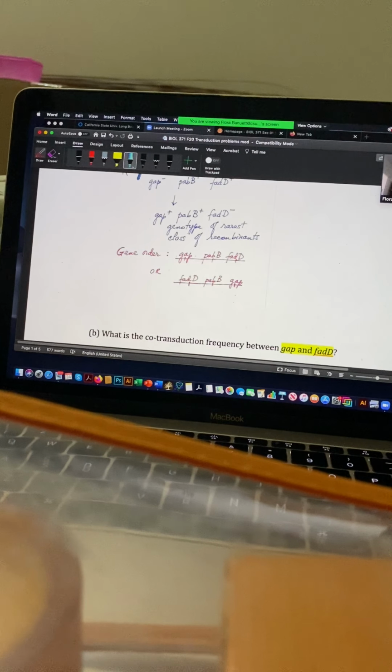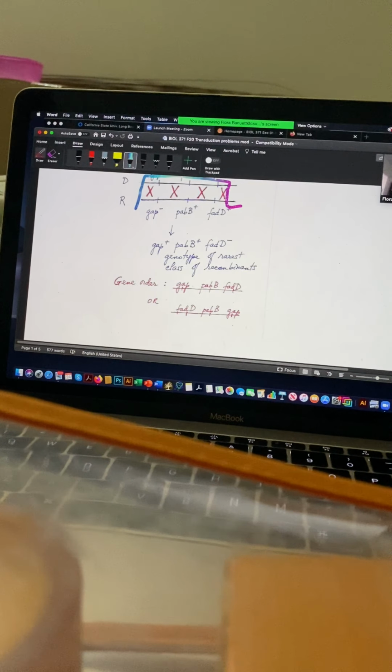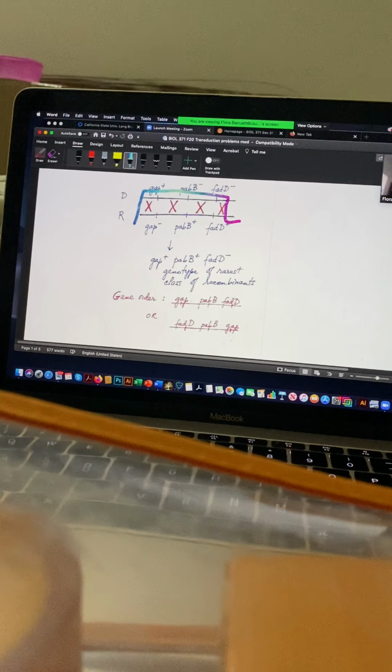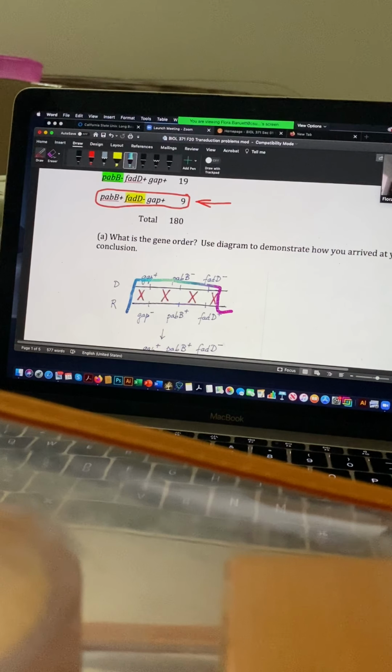So, okay, the next question is, what is the co-transduction frequency between GAP and FAT? Okay, so the first thing we have to look at is the donor. So we have to, let me erase this here.